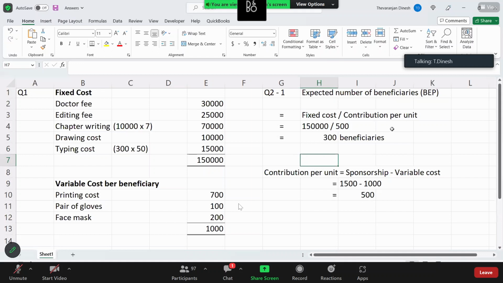So the expected number of beneficiaries is 300. If we have 300 beneficiaries, 300 patients, and we give the pair of gloves, hand hook, and face mask, we can cover up the fixed cost, right? At least we must have 300 beneficiaries. Then only we can cover up the fixed cost. So that was the question, and we have found the answer.